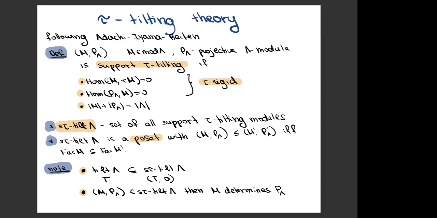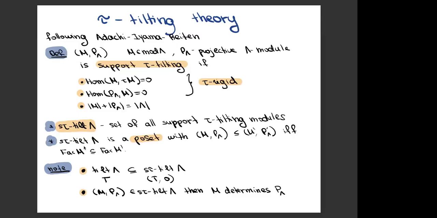And as before, this is the maximality condition. If you just satisfy the first two, you are said to be tau rigid. So you can be either a tau rigid pair, if I specify both M and P lambda, or you can just be a tau rigid module if I just specify M. Then that would just mean you have to satisfy the first condition only. And then I'm going to denote by s tau tilt lambda the set of all support tau tilting pairs, or modules.